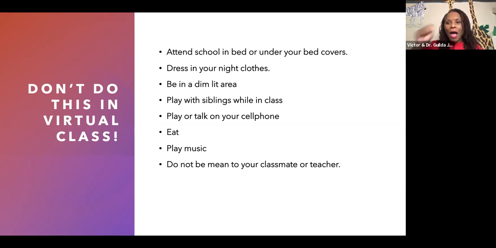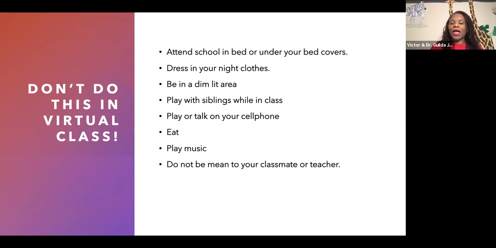Another thing, how about eating? I'm eating. I didn't have breakfast. It's late. I'm off my schedule. Eating should happen when you have a break. Not a time to be playing music, boom, boom, boom. No music should be playing while class is going on because it is what? Distracting. You need to be able to pay attention and also concentrate on the schoolwork that is being taught to you.